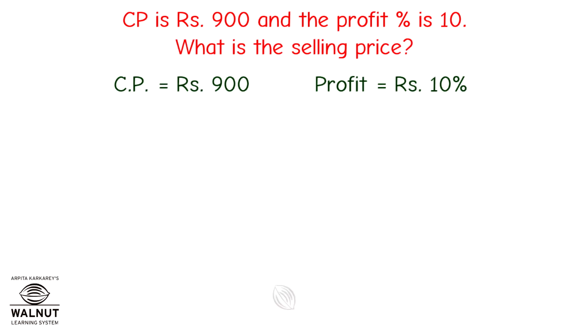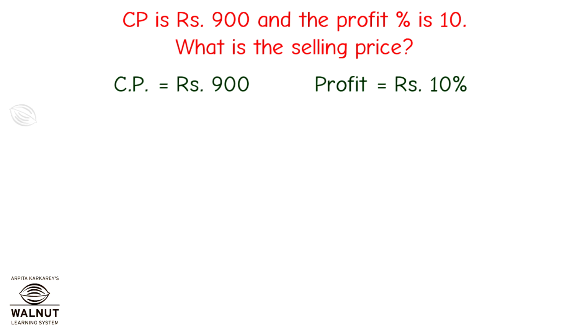Now you know how to find the profit percentage when the cost price and the selling price are given. Let's go one step ahead. If you are given the profit percentage and the cost price, can you find the profit and the selling price? Let's try this one. CP is rupees 900 and the profit percentage is 10. What is the selling price?